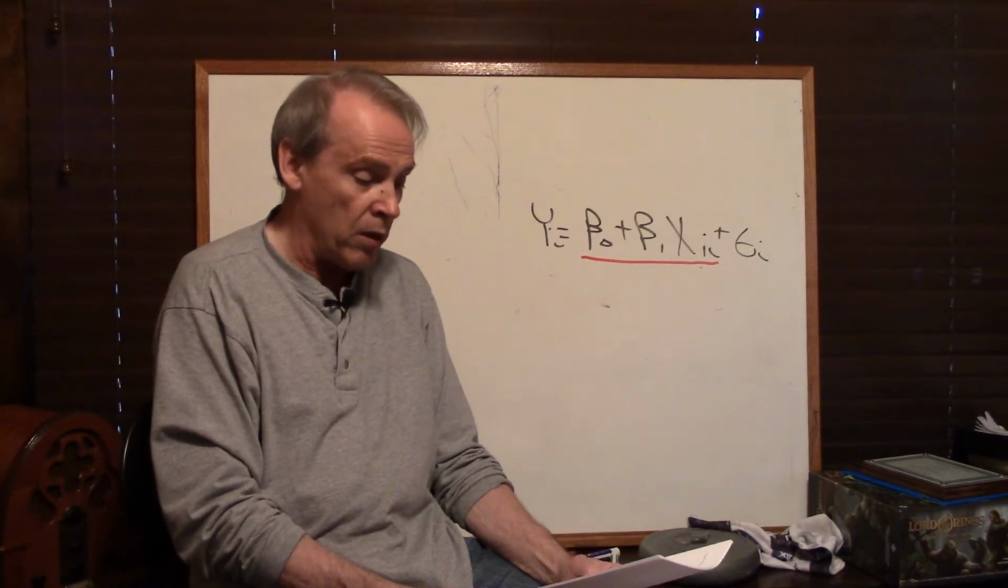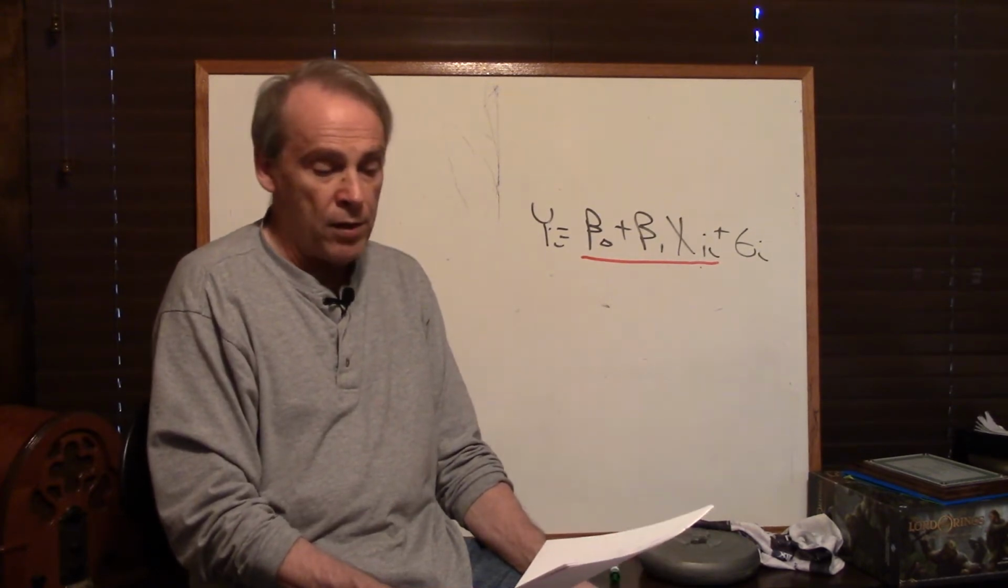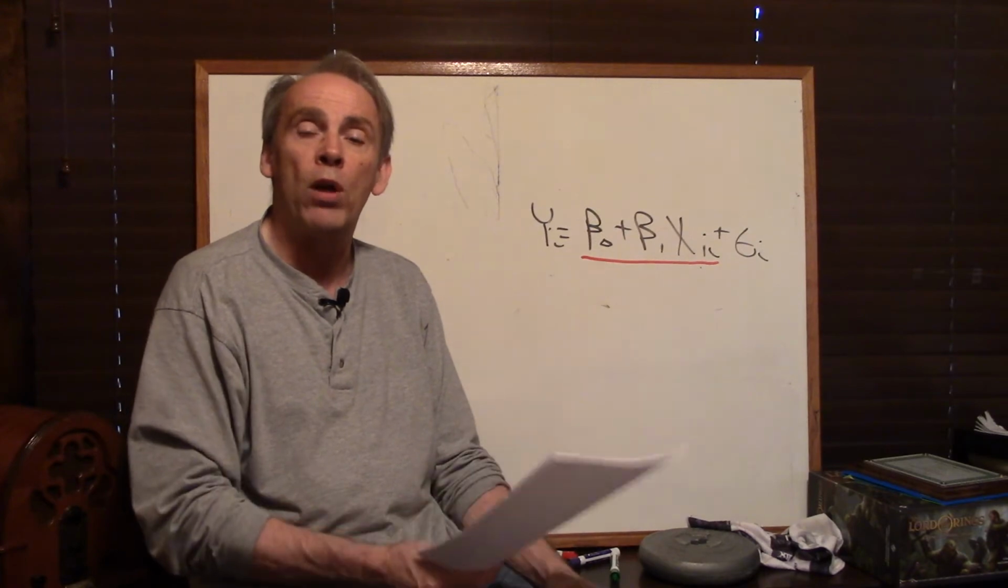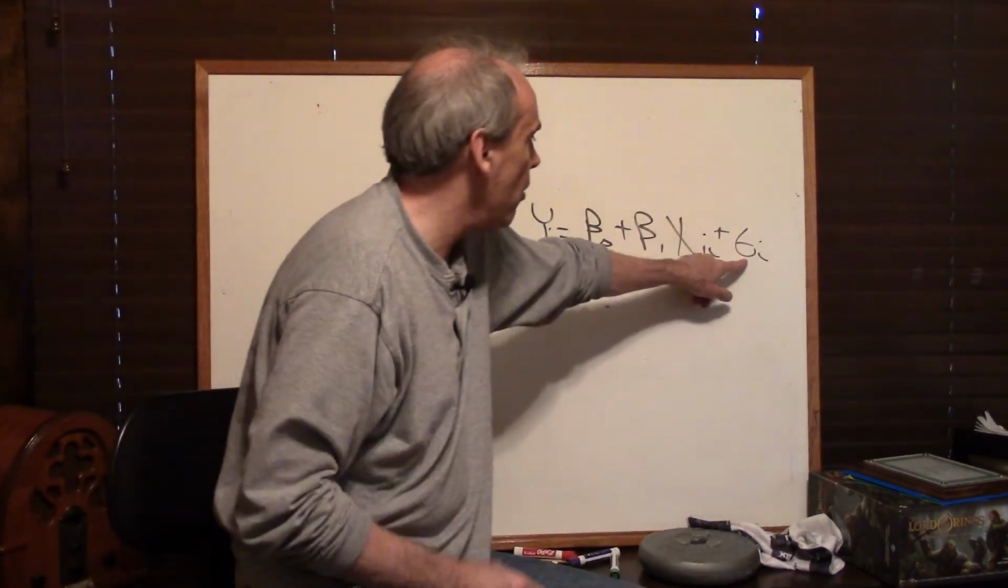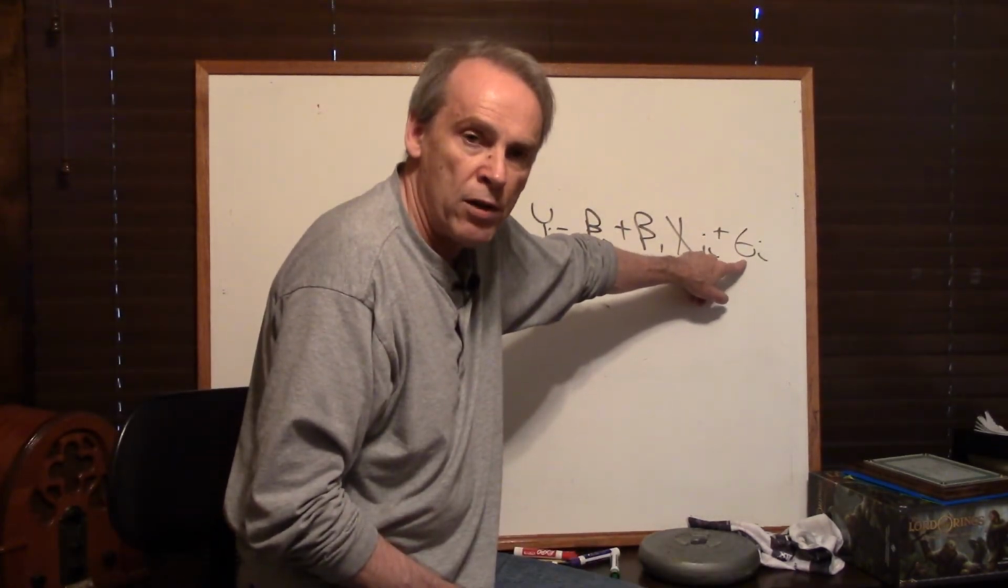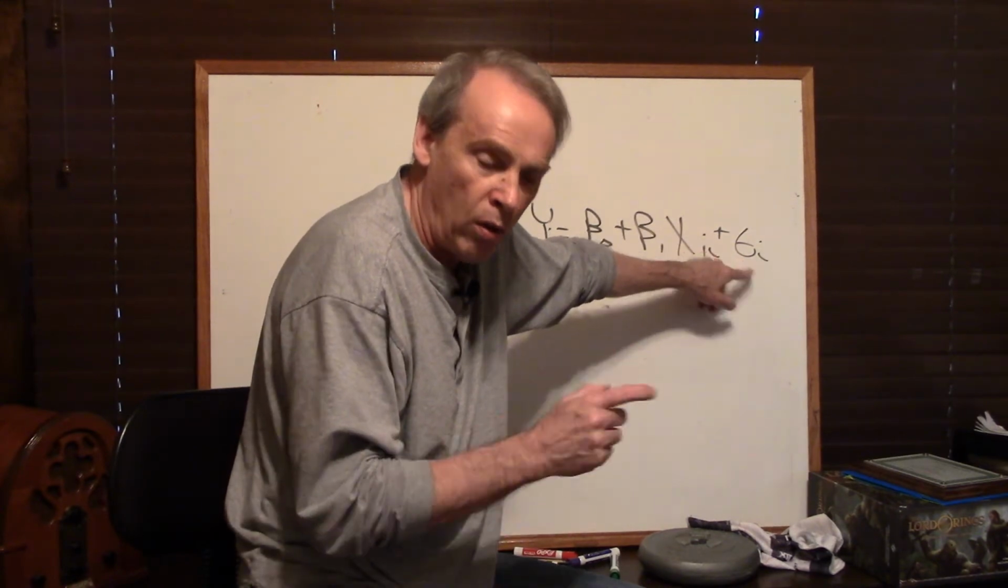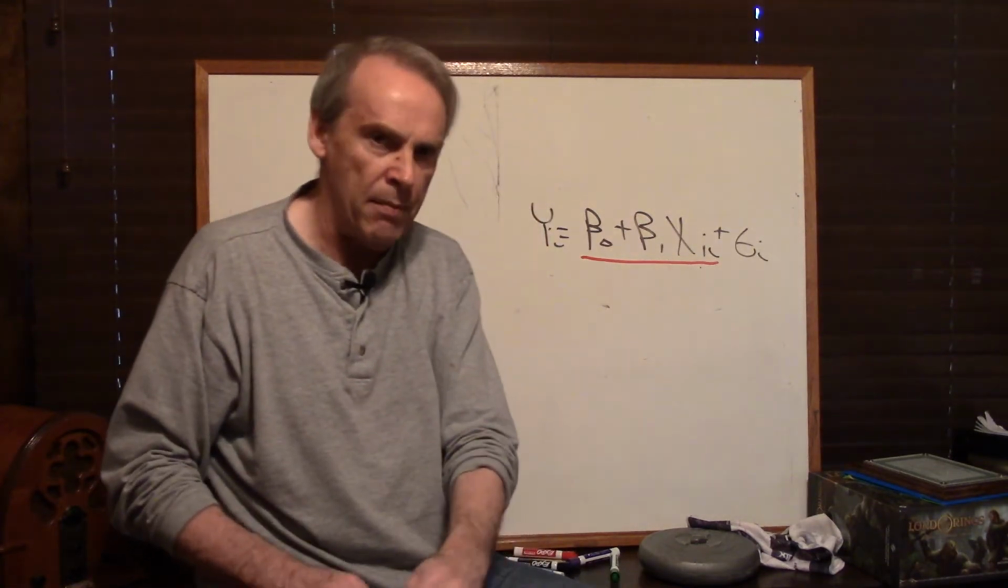This is classical assumption number 4. Observations of the error term must be uncorrelated with each other, right? So as you move from one observation of this to another, they shouldn't be correlated with each other. And that's really going to be a problem in time series.